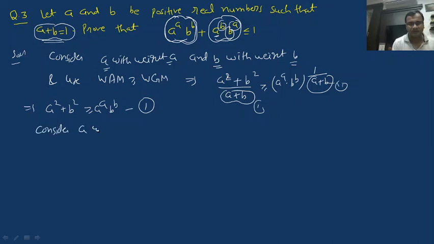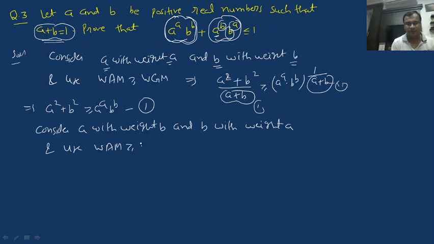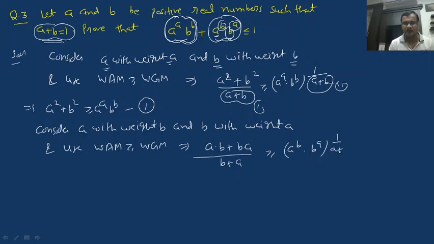Consider a with weight b and b with weight a. And again, using the same inequality, WAM is greater than or equal to WGM. WAM is what? (a·b + b·a) upon (w1 + w2), which is clearly b plus a. And this is greater than or equal to the weighted GM, (a to the power b and b to the power a) whole to the power 1 upon (a + b).